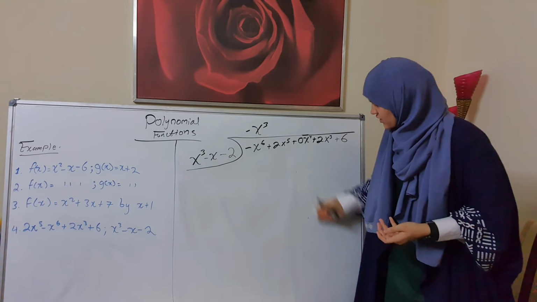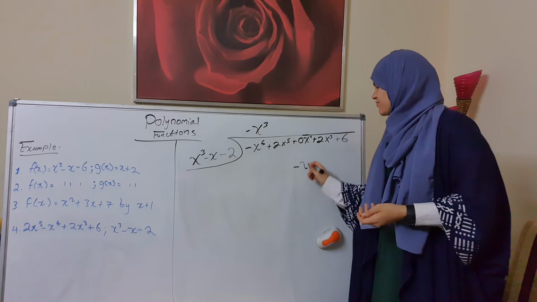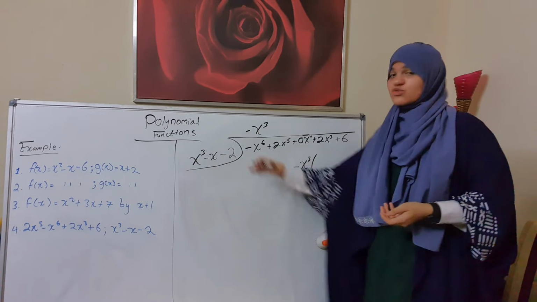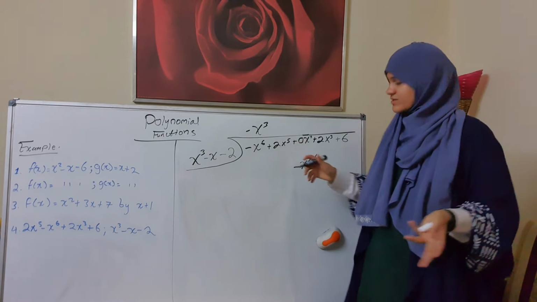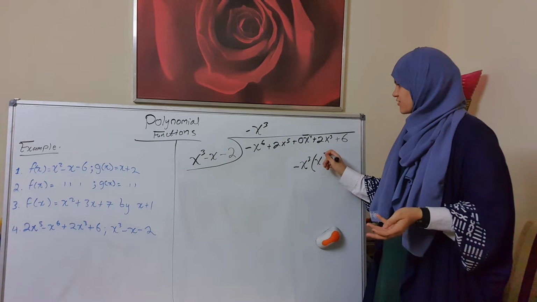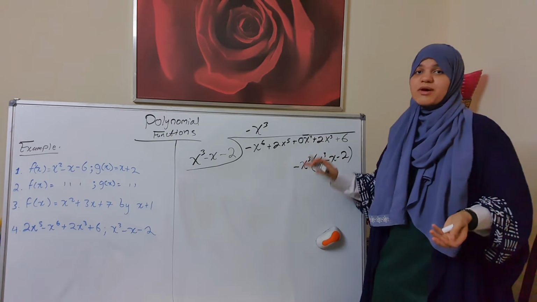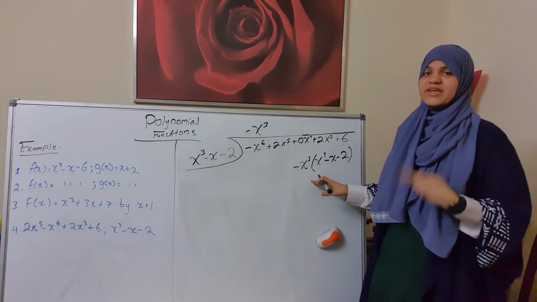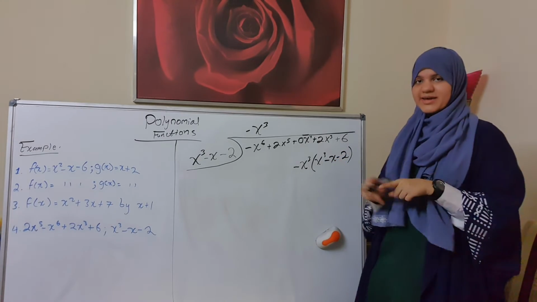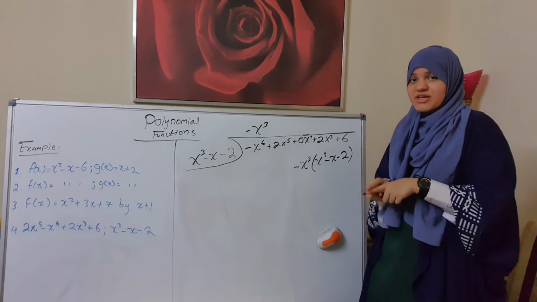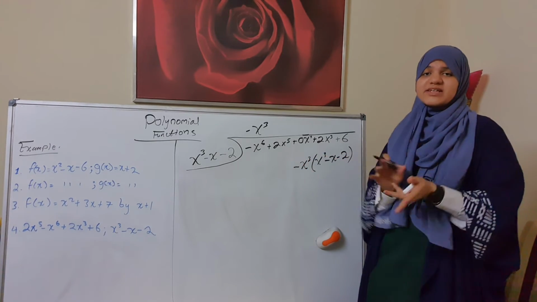So we'll make here negative x to the power of 3 times what we have in the divisor, x to the power of 3 minus x minus 2, right? So negative x to the power of 3 times x to the power of 3 will be negative x to the power of 6, because yes, we are multiplying the variables together, but the exponents, we are only adding them.